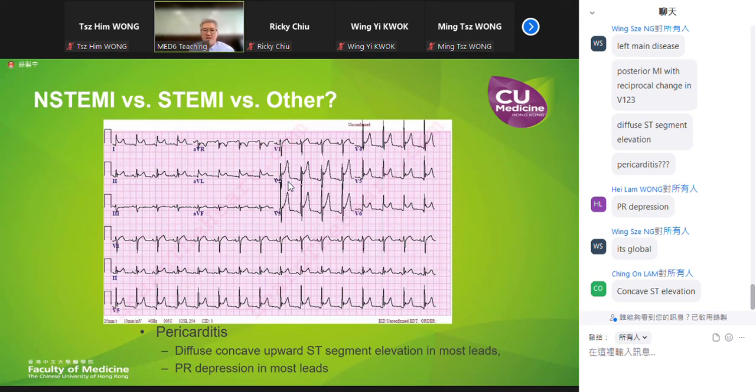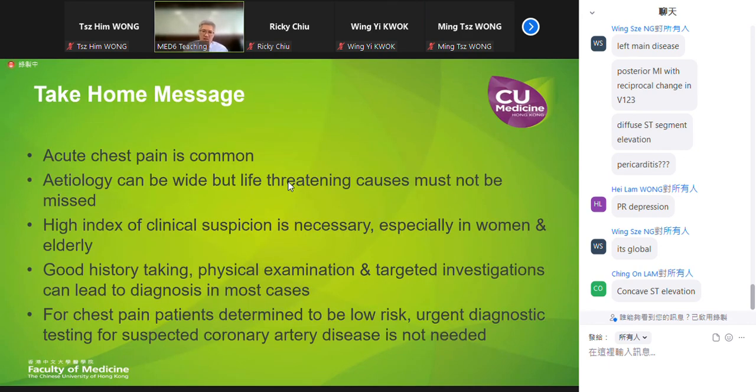Okay. So the take-home message is acute chest pain is a very common presentation, one of the most common you will ever see. The differential is pretty wide, but you must not miss the life-threatening causes. And you avoid missing them by thinking about them every time you see someone with chest pain. Then have a very high clinical suspicion for acute ischemia, especially in women and the elderly because they present atypically. Good history taking, examination, and targeted investigation lead to the diagnosis in most cases.